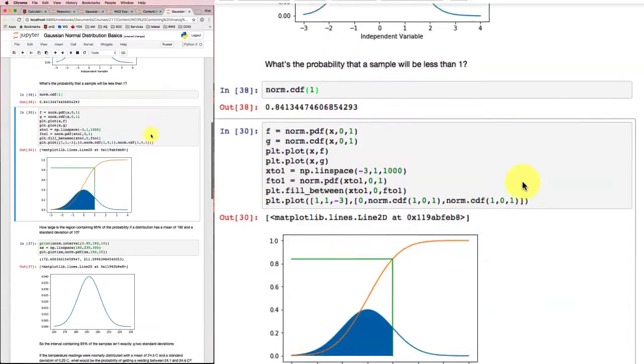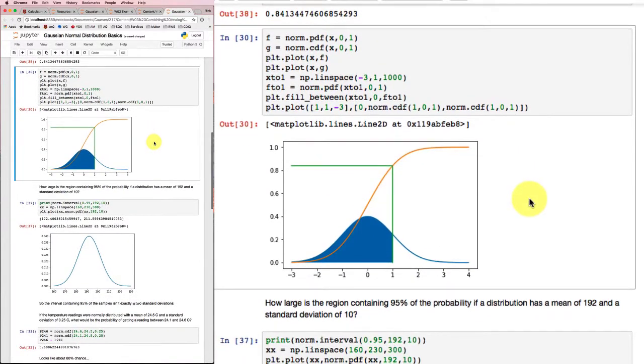Now, if we wanted to illustrate that process, we could go down here. We could calculate the PDF like we did before. That's the blue line here. We could calculate the CDF, which we didn't do before. That's the orange line here. It's the integral of the PDF. So if we integrate the PDF from way over here all the way up to 1, then the CDF is, there's about our 84%.